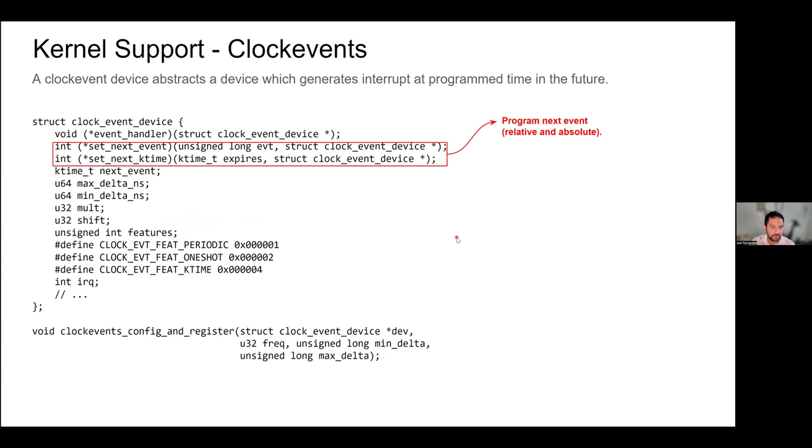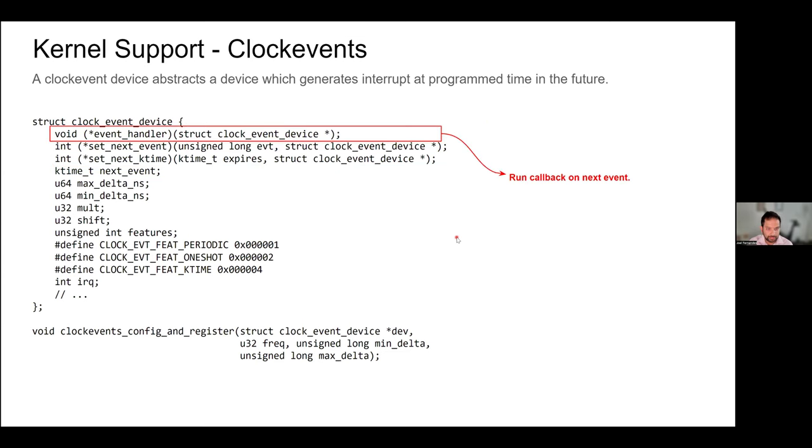So the clock event abstraction has these two callbacks. The low level drivers register the clock event with the kernel at boot time. And they tell the kernel that these are the functions that you need to call to program the next event. The kernel just blindly calls this function and then the hardware does whatever it needs to do. You can program both relative or absolute time. And then you also have to tell the kernel to call this event handler.